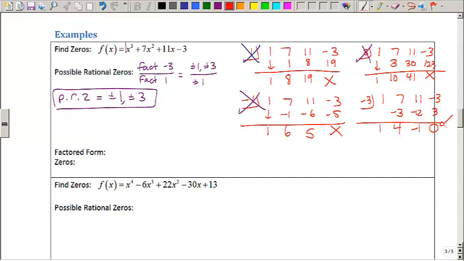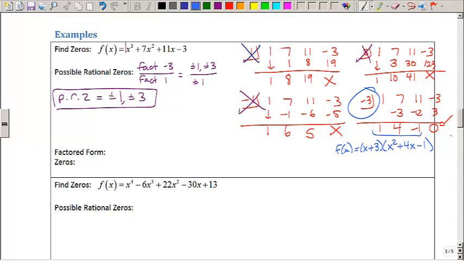Yay! I'm very, very excited when I get a 0 there, because that 0 tells me that negative 3 is a 0. Yay! Which means that x plus 3 is a factor. The remaining quotient or polynomial I have here at the bottom is now quadratic. Yay, that's what I was asking for.